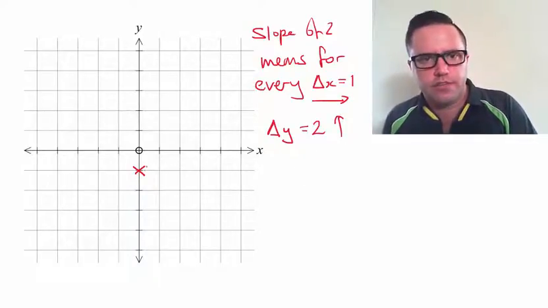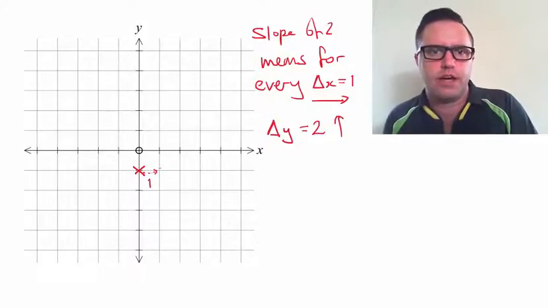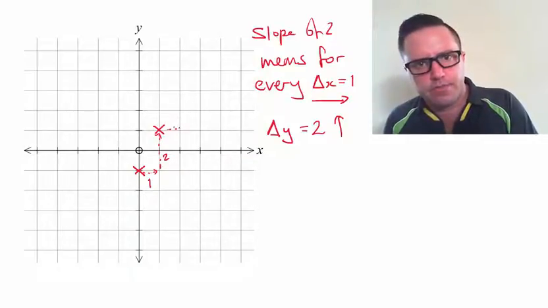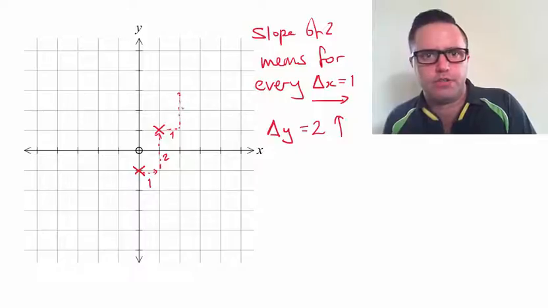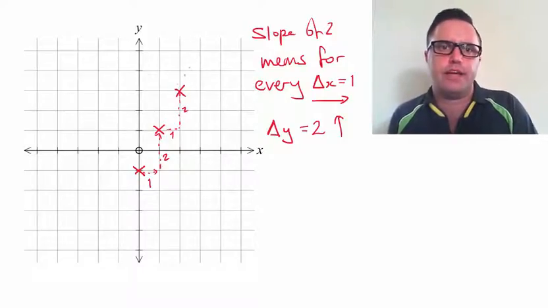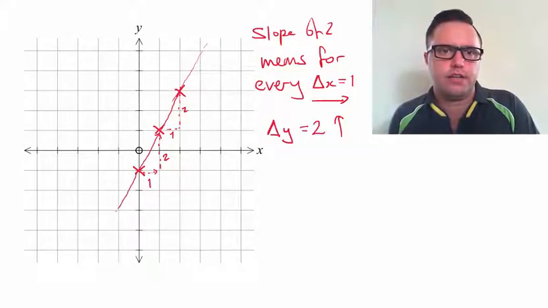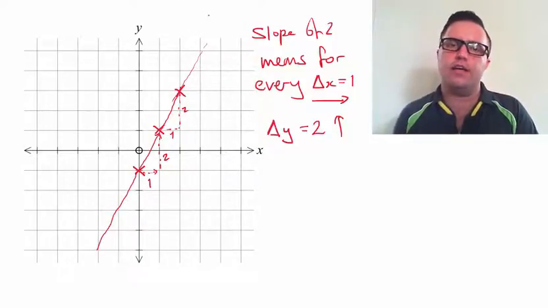Okay, so for every 1 we go across, it means we're going up by 2. So here is going to be our next point. Then we can go across by 1 and up by 2. There's our next point. Okay, and so that is simply how you draw a graph from the intercept gradient form.